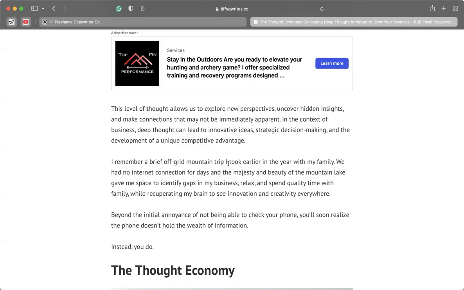And you have to show them why your unique selling proposition, those things in the 20 question framework that made you unique, that make you interested in freelance writing and education and storytelling. Make sure to come up with topics that reflect that so that it makes sense from a marketing and sales perspective, okay? And so this level of thought allows us to explore new perspectives, uncover hidden insights, and make connections that may not be immediately apparent.